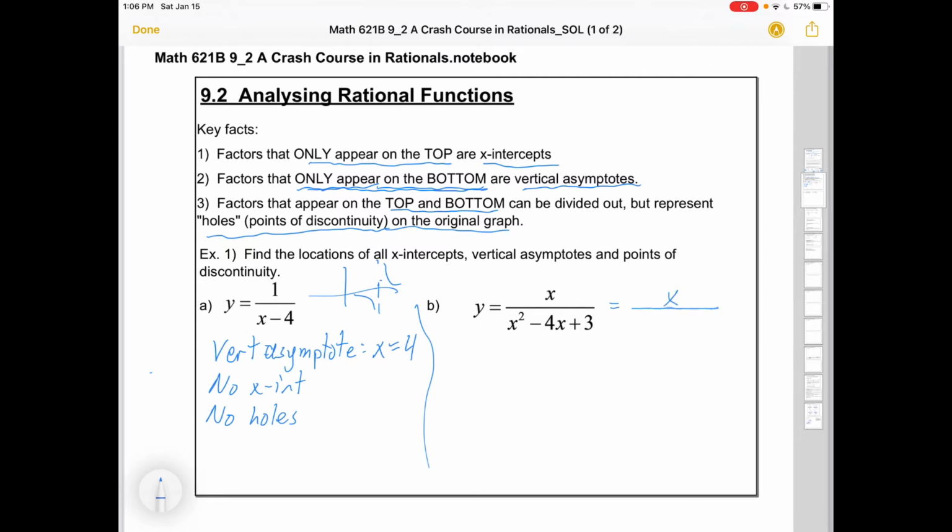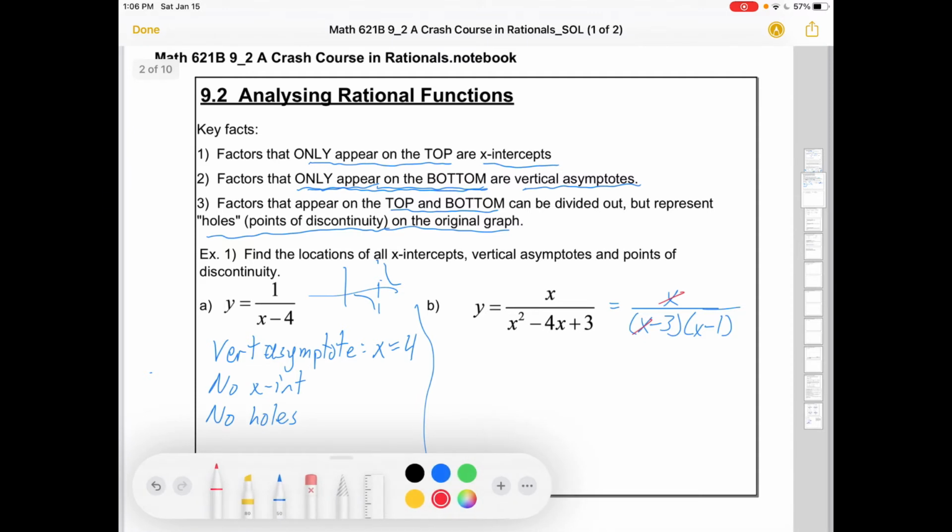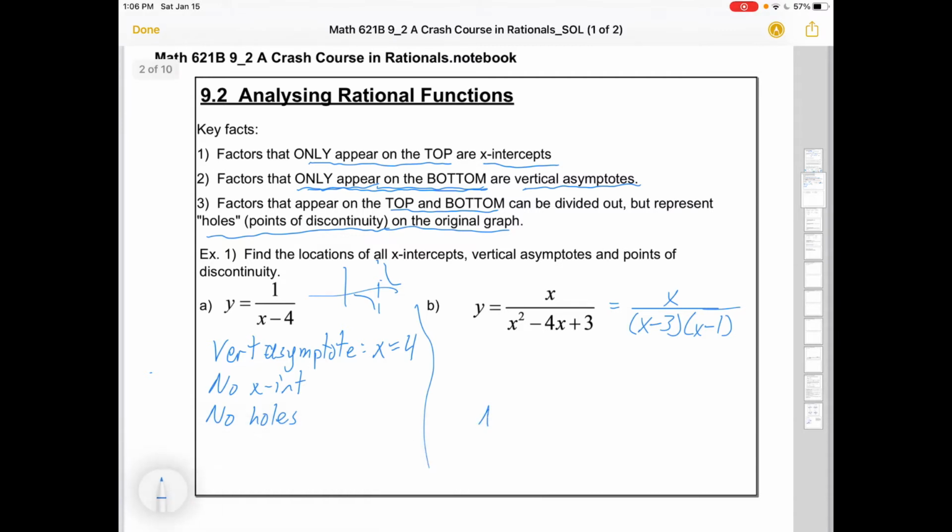If I want to analyze this, I have to factor it so that I can see its factors. So are there any identical factors on top and bottom? No. You've got an x, and then on bottom you've got an x minus 3 and an x minus 1. You cannot do this. You can't just divide out pieces of the expression. It needs to be whole factors that you divide out. So there's nothing that makes both the top and bottom 0. So that means there are no holes. Okay.